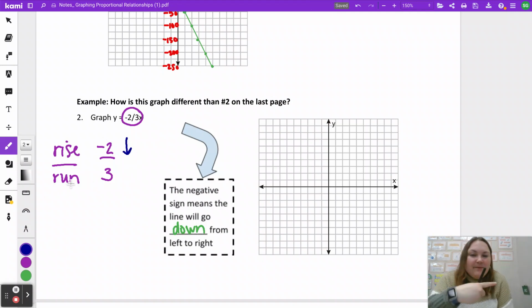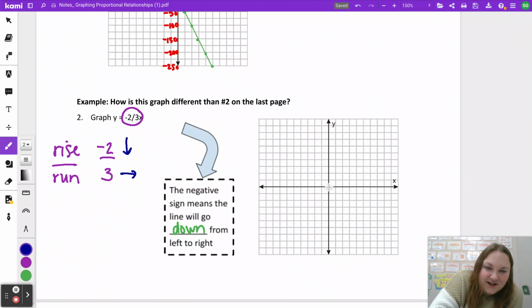And then run is always forward. I'm going to run 3. Based on this, I'm going to start at 0, 0, just like we were doing before. But because my slope is negative, I'm counting down 2 boxes and over 3.